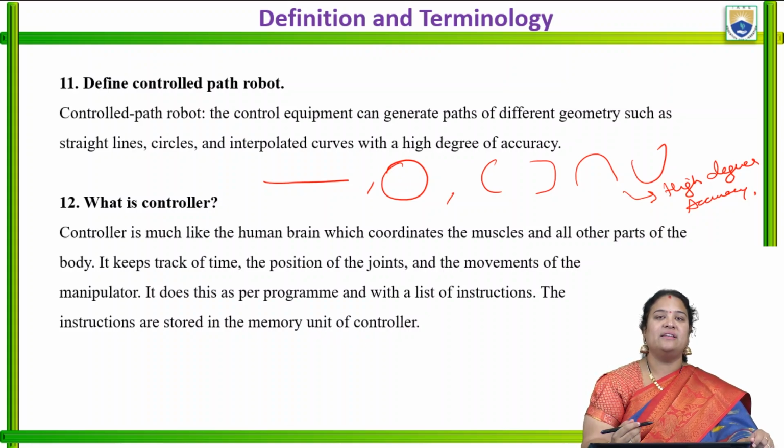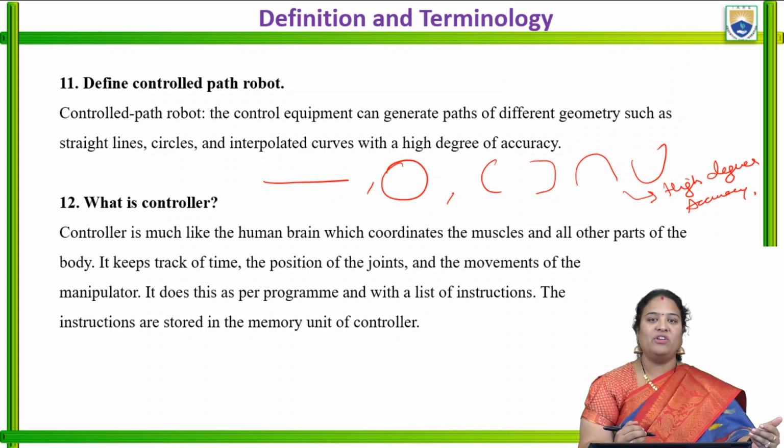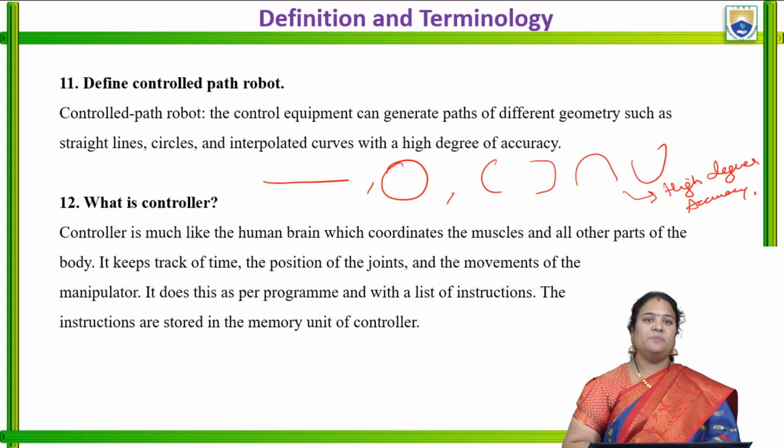That is, as we get signals from the brain, like when to move, how to move, and at which location we need to move our hand, or at which requirement we need to move our leg. In the same way, here a controller acts as a human brain in the robot, with the help of which we send signals to the robot joints or links. This controller keeps track of the time, the position of the joints, and the movement of the manipulator.